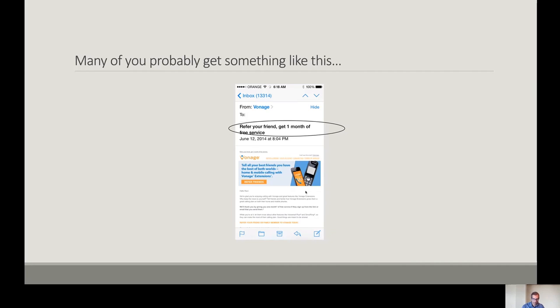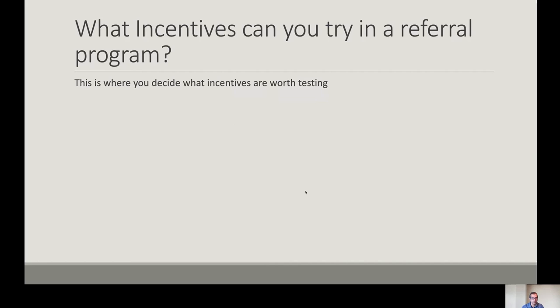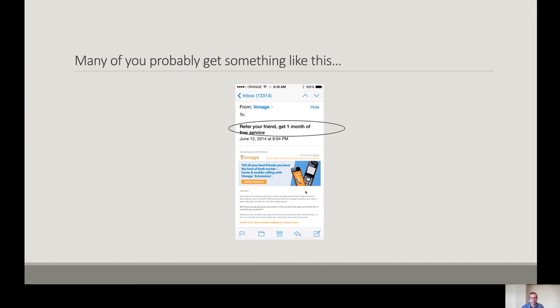So now, if we want to design a referral marketing program for a company like Vonage, we have to first decide what treatment to give. In this case, the treatments are the different kinds of incentives that are worth testing. Now, in this previous example, the incentive was given to the person who was making the referral.